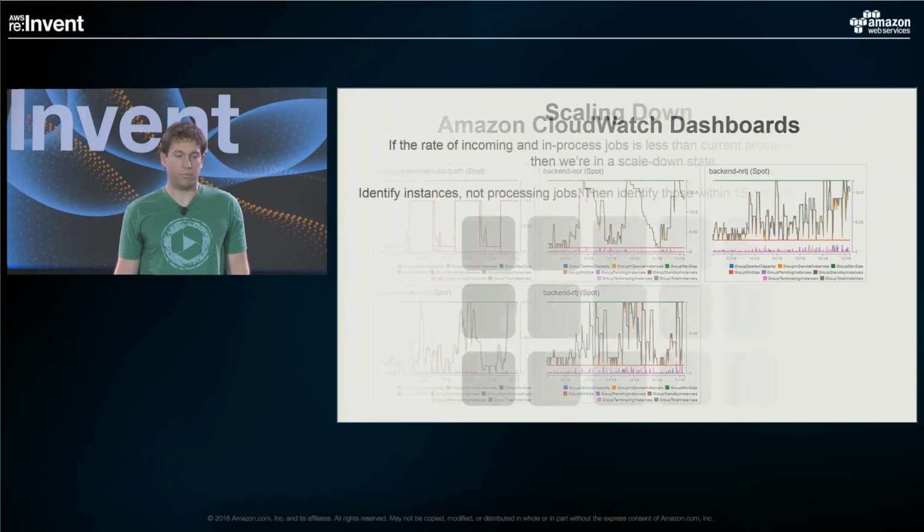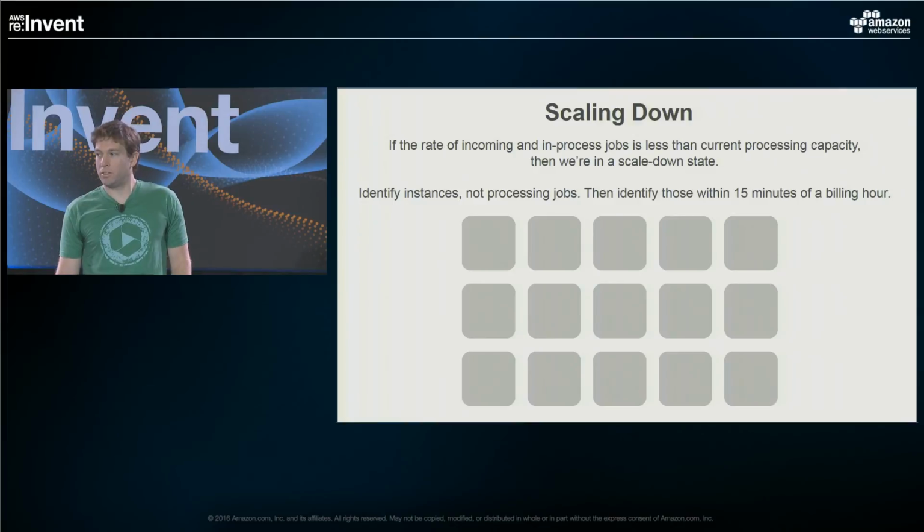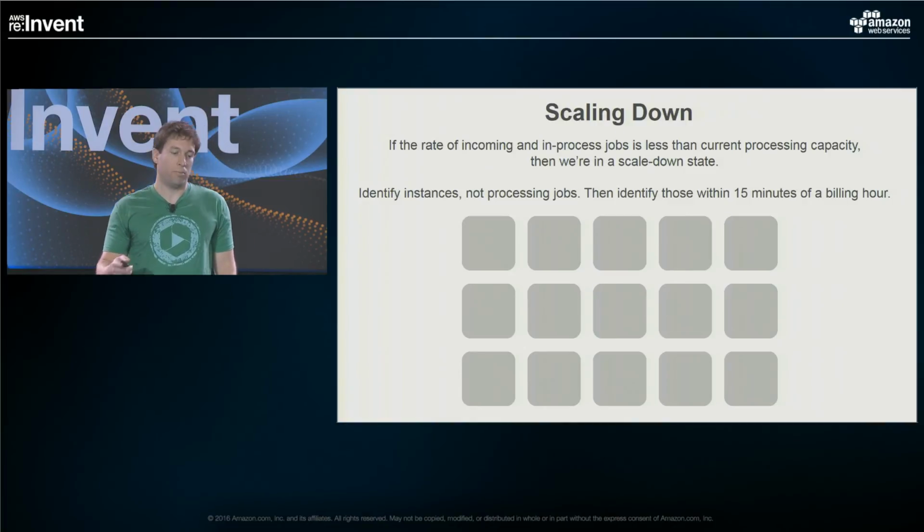So we talked about how to turn machines on. What about when it's time to turn machines off? Autoscaling groups make it really easy to turn machines off. You just say scale down, and it'll turn a machine off. But it effectively picks at random, or maybe it'll choose the longest running machine.